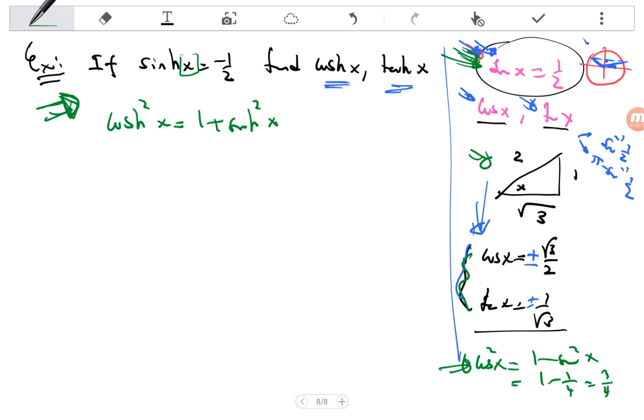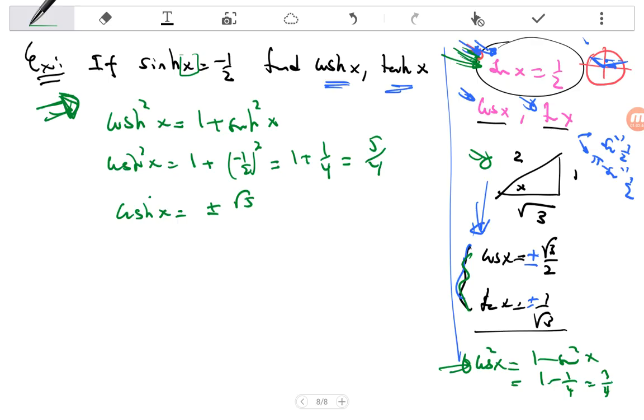So I may say that cosine squared x is just 1 plus negative half squared. So that will be 1 plus 1 over 4, which is just 5 over 4. But in this case, when I take the square root, cosine x is plus or minus root 5 over 2.